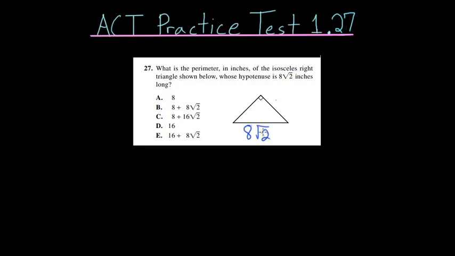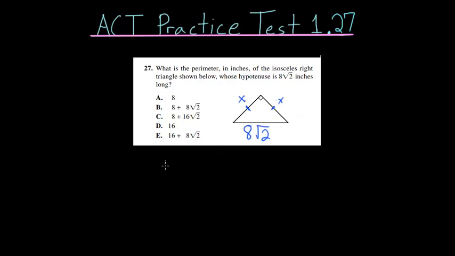Now, to figure out the perimeter, which is just the length around the outside edges of the triangle, we just need to know what this side and this side, what their lengths are. And since this is an isosceles right triangle, that means both of these legs are equal to each other. So what we can do is call each of these legs x, and then use the Pythagorean Theorem since we have a right triangle.